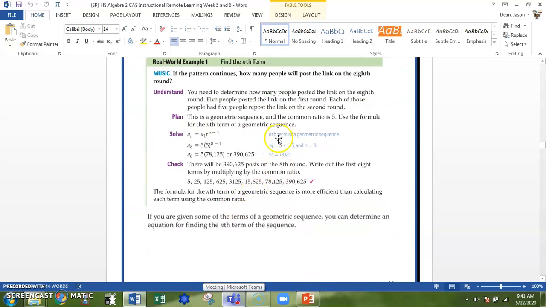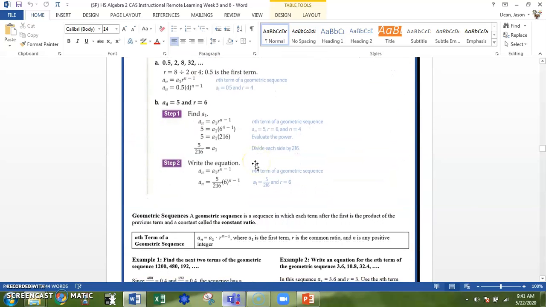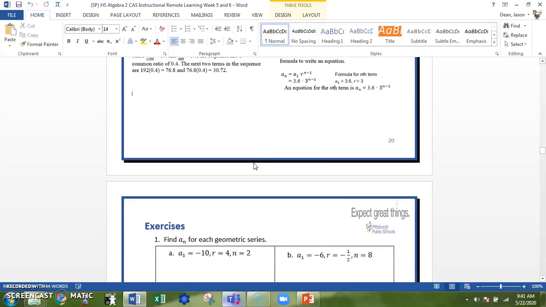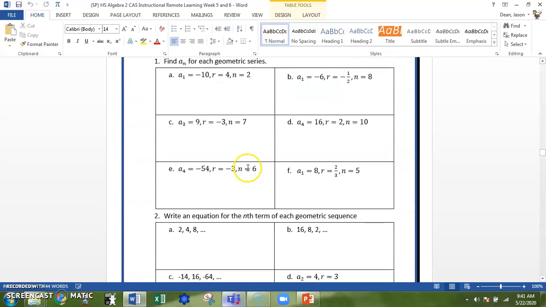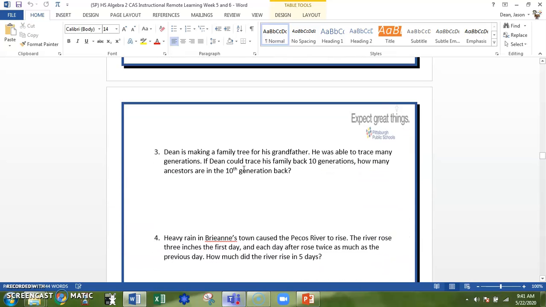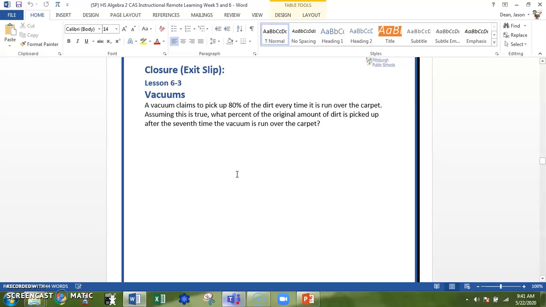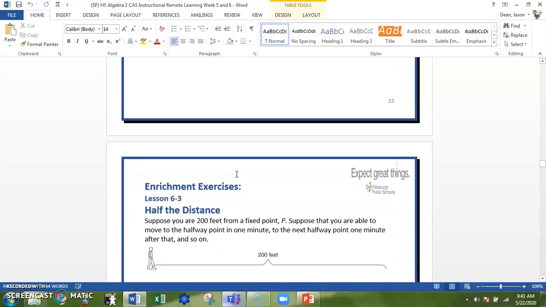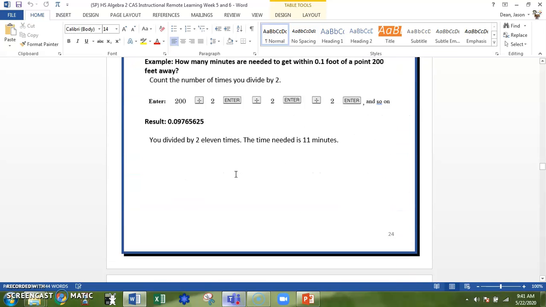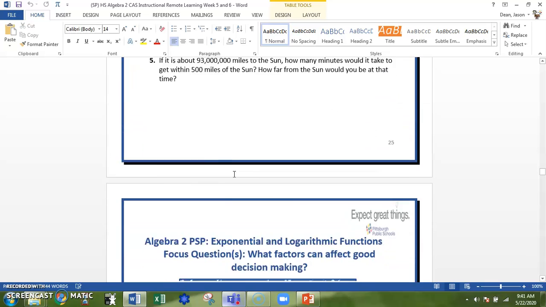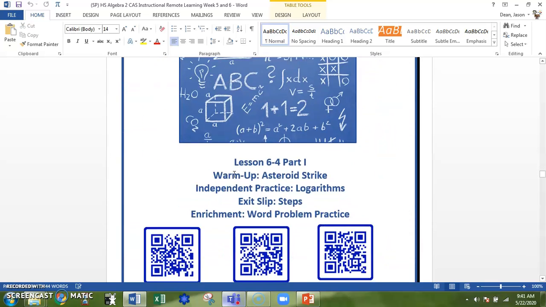So then here are some more examples similar to what we did with finding the nth term and so forth, finding specific terms. Some more examples, and then here are the exercises along with a few word problems and an exit slip. And then there's enrichment. You do not have to do the enrichment, and that will conclude 6.3.